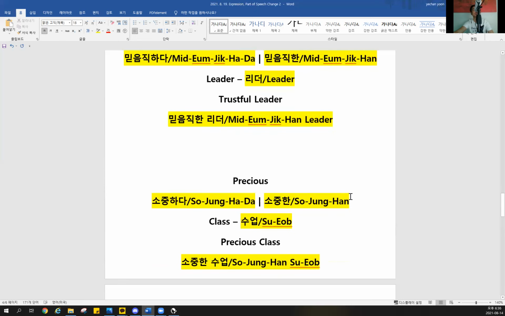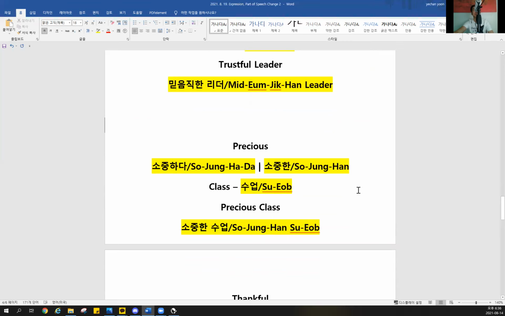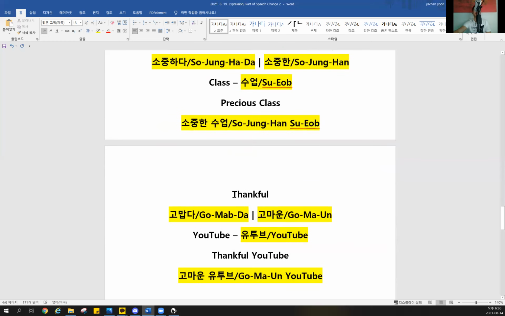Next one. Precious. How you can say precious? You can say 소중하다. Changing form is 소중한. I give the example with the class. The class you can say 수업. So precious class is going to be what? 소중한 수업.